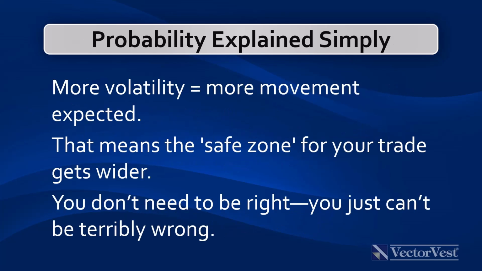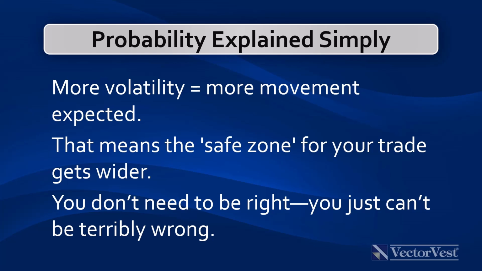So let's talk a little bit about probability and how it's explained here. Again, more volatility equals more movement expected. That's normal, right? You saw it on the market timing graph, and then you also saw it on the VIX. That means the safe zone for your trade needs to be wider, and the increased volatility helps you do that, which is even better. Now, the best part of being an option seller is you don't need to be right. You just can't be terribly wrong.